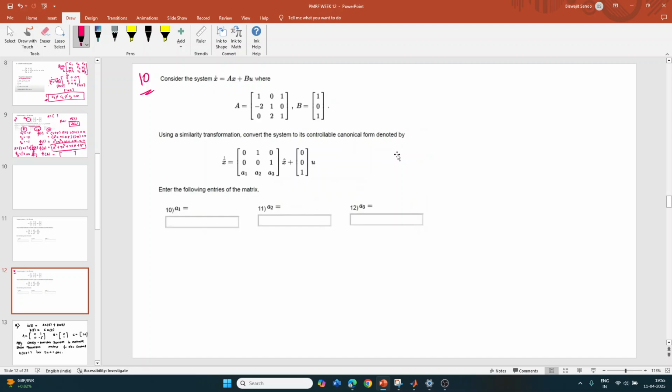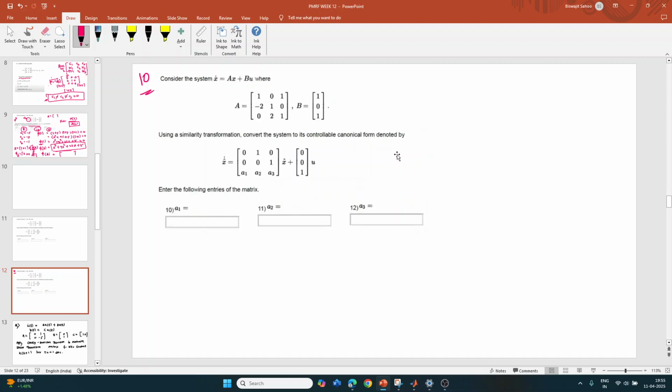Using a similarity transformation function. How to do this question? There is a non-canonical form; how do you convert it into a canonical form? That is the question to you. Use a similarity transformation. Similarity transformation means there is some decomposition, which was discussed in the lecture.